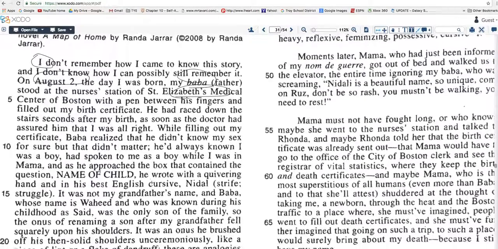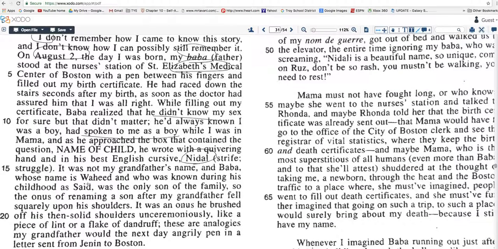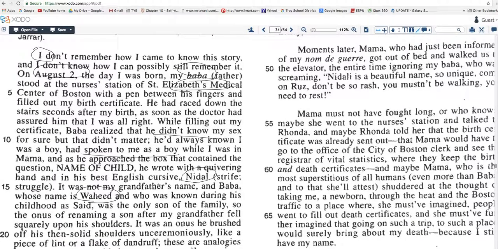"He didn't know my sex," underline that. "He had spoken to me as a boy," underline that. And then circle Nidal. Circle Wahid. And yeah, you can underline a lot more throughout this, but through here we can find three names.